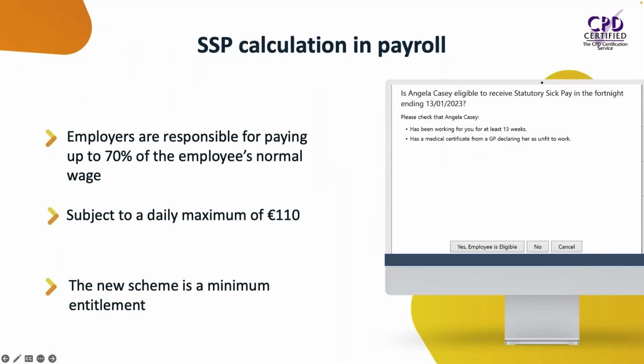Great, thanks, Elaine. So moving on to the payment side of the scheme, under the scheme, employers will be responsible for paying up to 70% of the employee's normal wages during their period of paid sick leave. This is subject to a daily maximum of €110. The new scheme operates as a minimum entitlement and will not prevent employers from offering better sick pay provisions to their employees if they wish to do so. So I'm now going to jump into BrightPay and show you how the SSP process works.